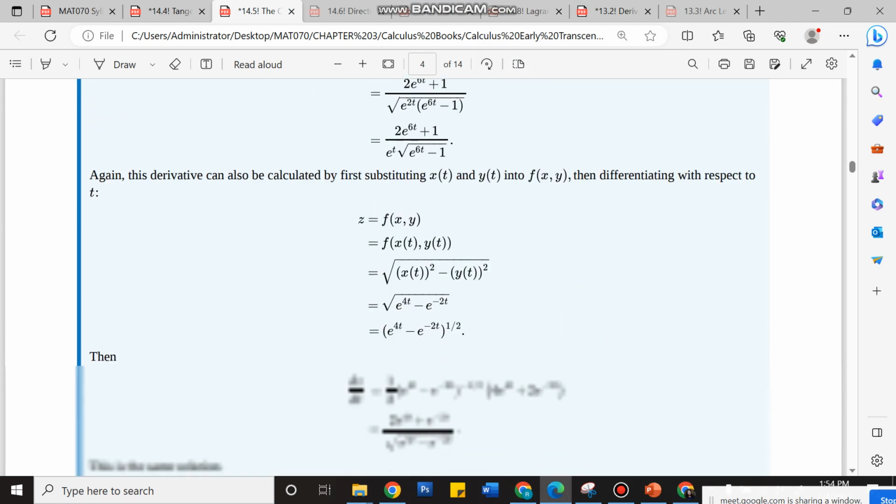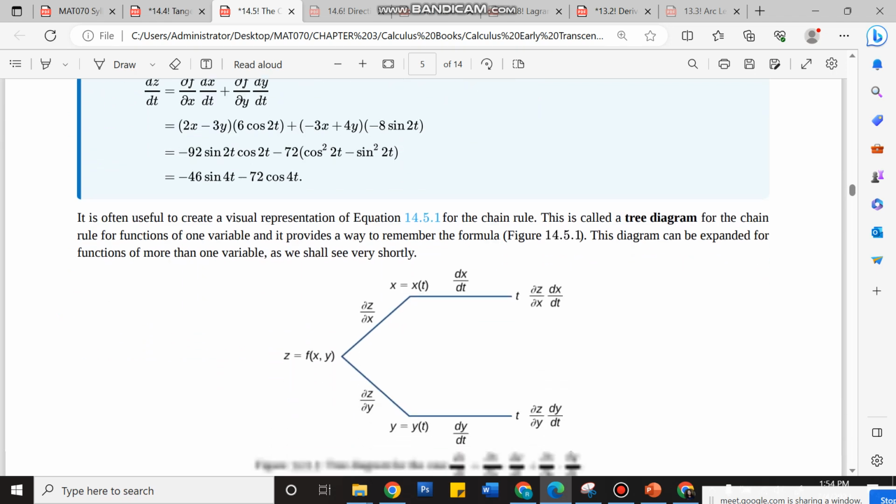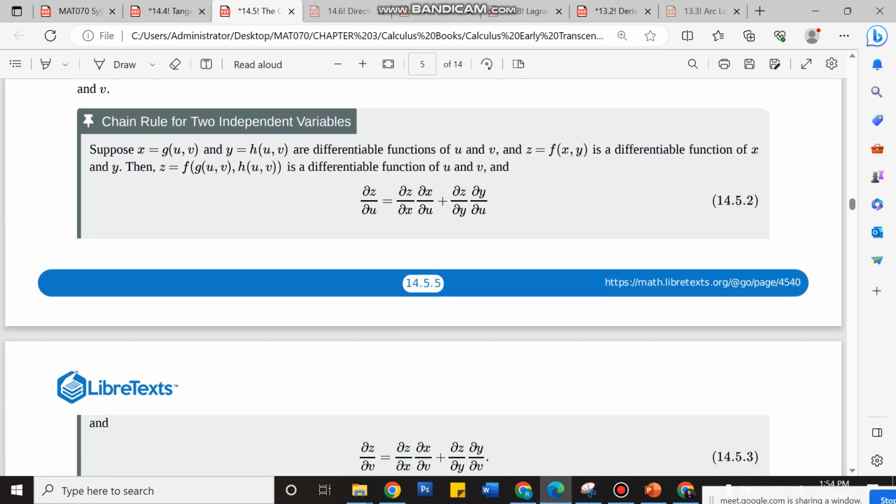You have another example there. You can solve that on your own. Naa po solution. Okay.